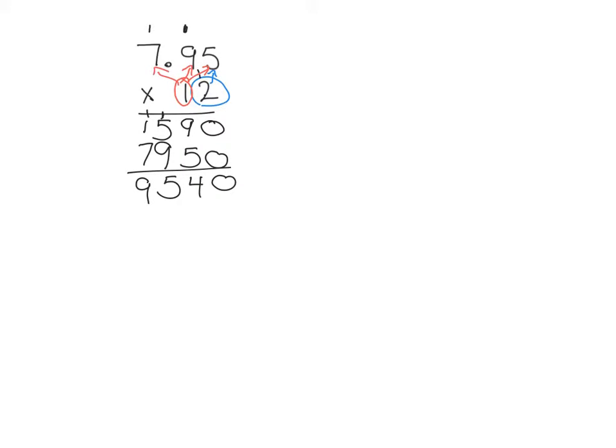Same process as the previous question. We ask ourselves, how many decimal places did we have? We had 1 here, and we had a second one here. That's all the decimals, so our answer needs to have 2 decimals as well. You can see the decimal place will go right between the 5 and the 4. So the answer is 95.40.